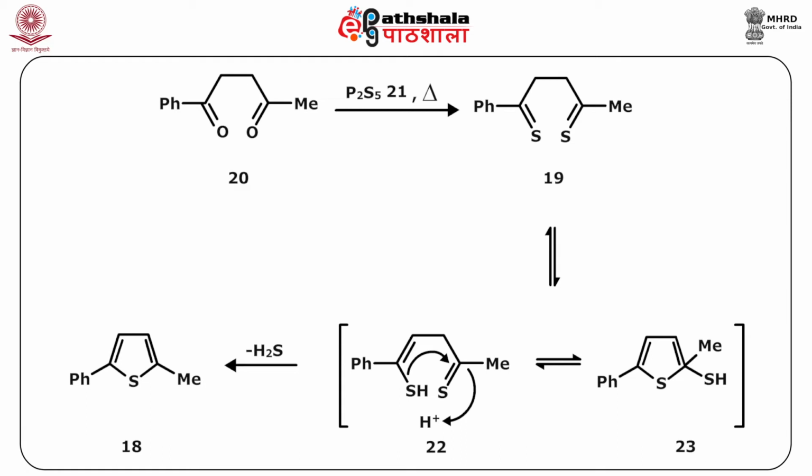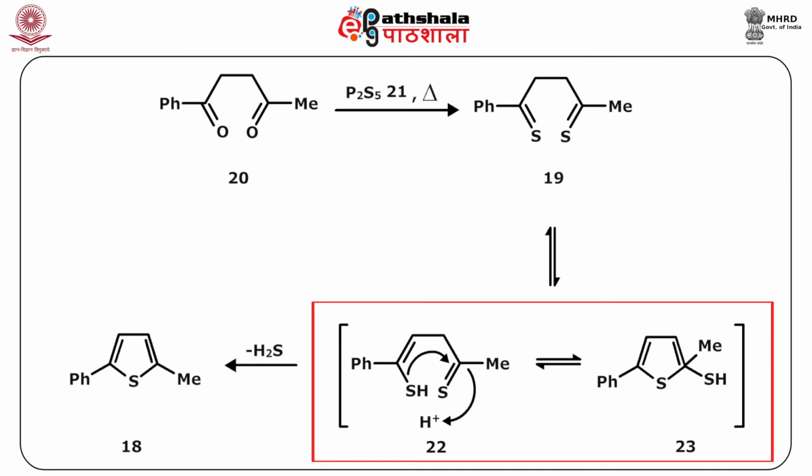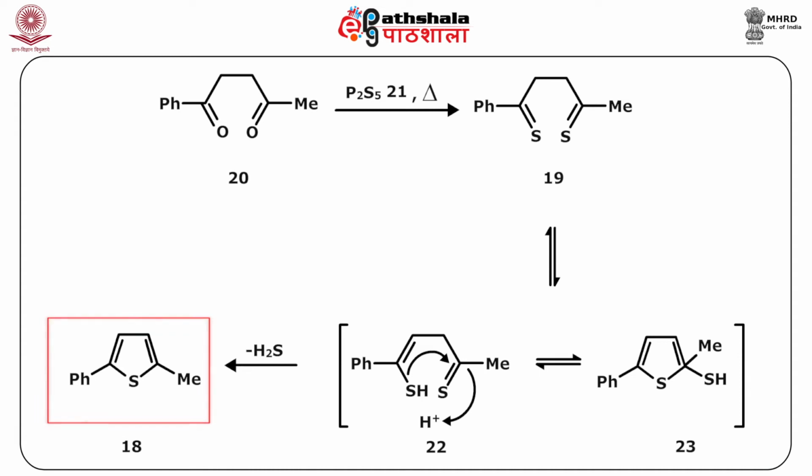As can be seen in step 1, phosphorus pentasulfide, given by the structure 21, reacts with 1-phenylpentane-1,4-dione, structure 20, to give the compound number 19. The compound 19 then cyclizes to give the intermediate 23, which eliminates hydrogen sulfide to give 2-methyl-5-phenylthiophene, represented by the structure 18.